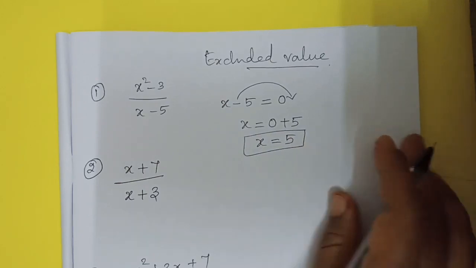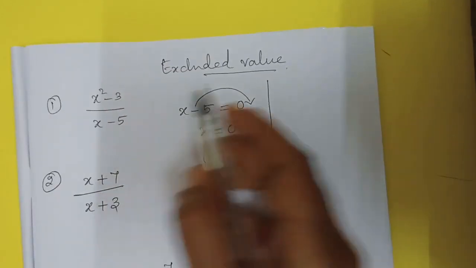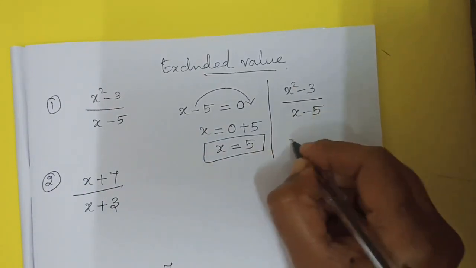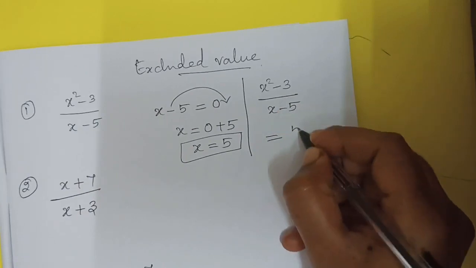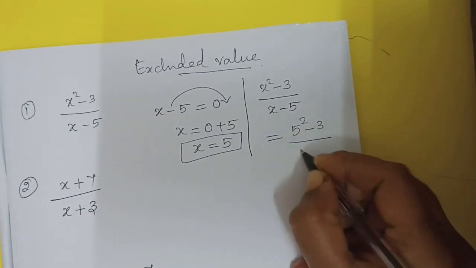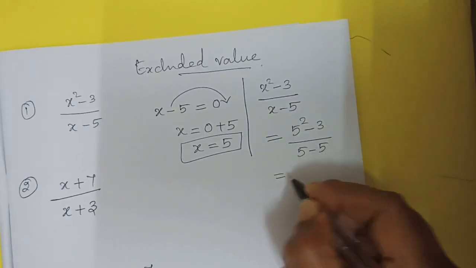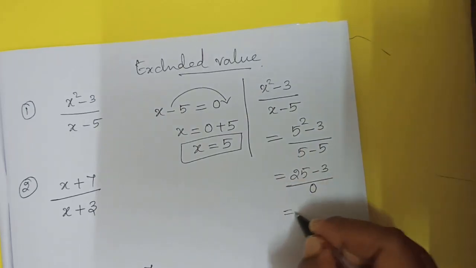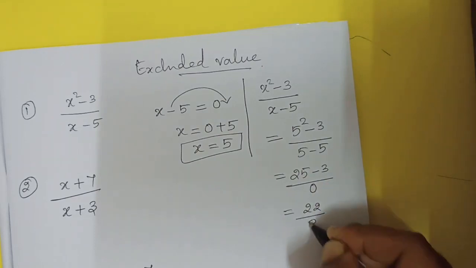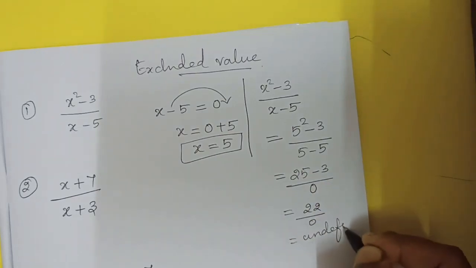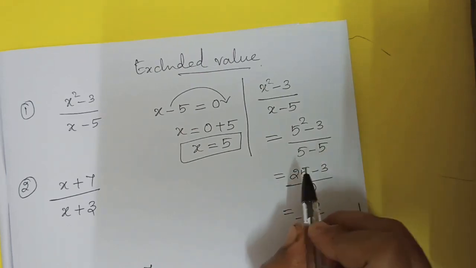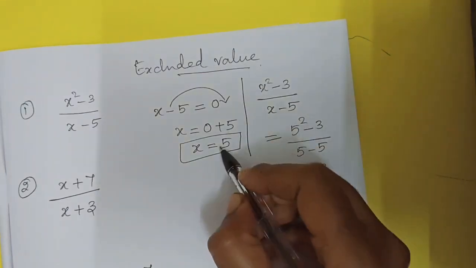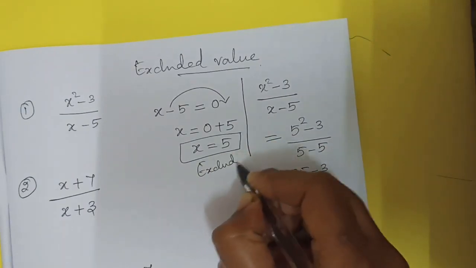Shall we check now? Substitute here x square minus 3 by x minus 5 equal to 5 square minus 3 by 5 minus 5. So, 25 minus 3 by 0. So, 22 by 0. The value is undefined. So, we should not put 5 here. So, that is the excluded value.